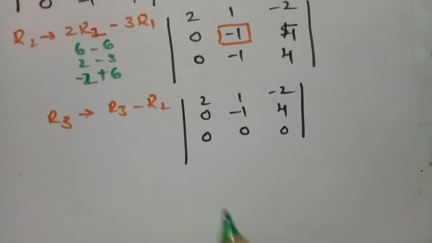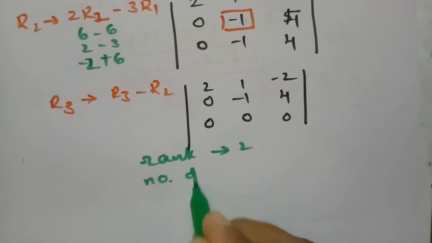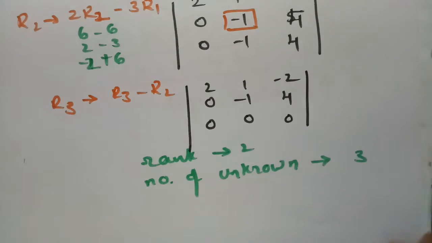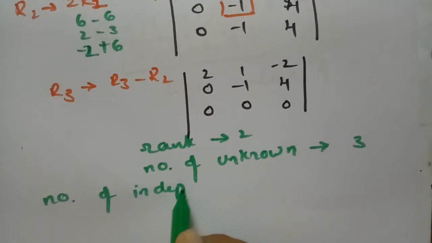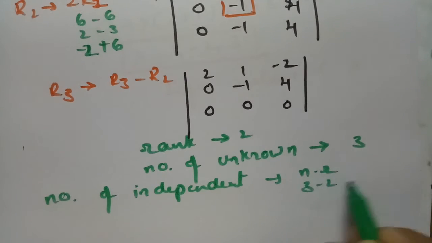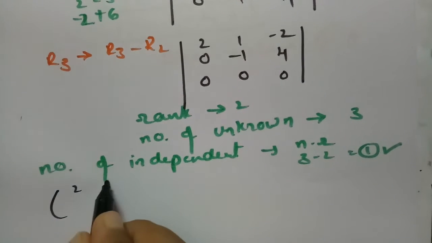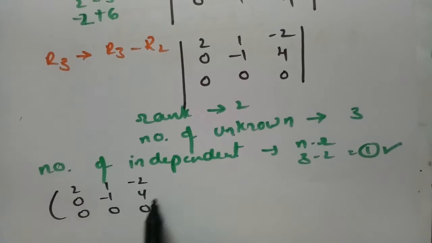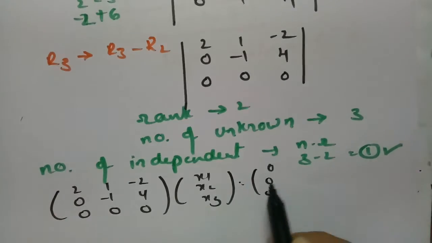If you observe, what is the rank here? The rank is equal to 2, and the number of unknown values, as it's a 3 by 3 matrix, is x1, x2, x3. Therefore, the number of independent solutions which we can take is n minus r, this is 3 minus 2, so one independent solution we can choose of our choice. This is 2, 1 minus 2 and this is 0 minus 1, 4 and 0, 0, 0 into x1, x2, x3 is equal to 0, 0, 0.